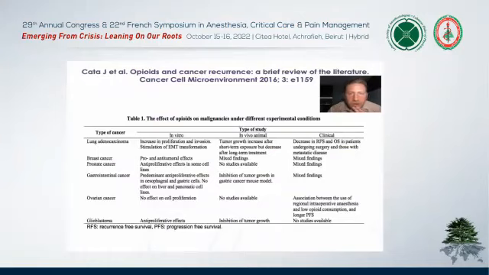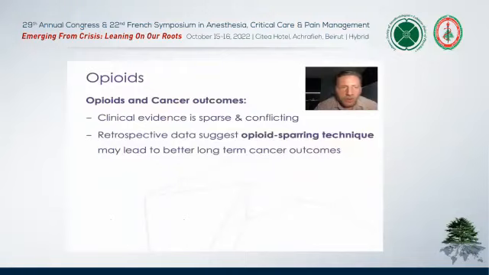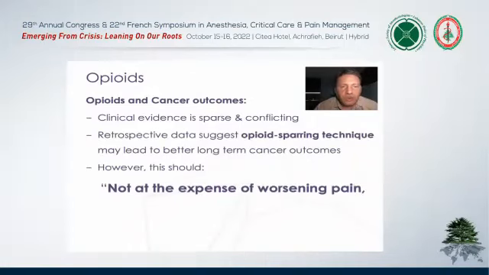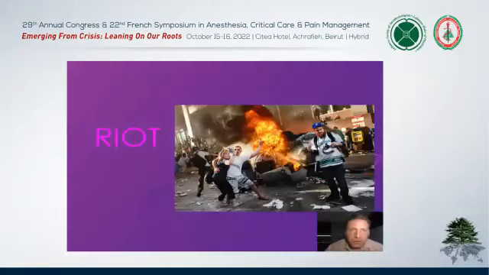And Kaye looked at this in a systematic review a few years ago, and again there were mixed findings in lung cancer, breast cancer, prostate cancer, and other cancers as well. So what we can say about opioids is that the clinical evidence is sparse and conflicting, though retrospective data suggest that maybe an opioid-sparing technique may lead to better long-term cancer outcomes. But this should not be at the expense of worsening pain or promoting the adverse effects of pain and stress on cancer progression. Now, we're going to talk a little bit about RIOT.